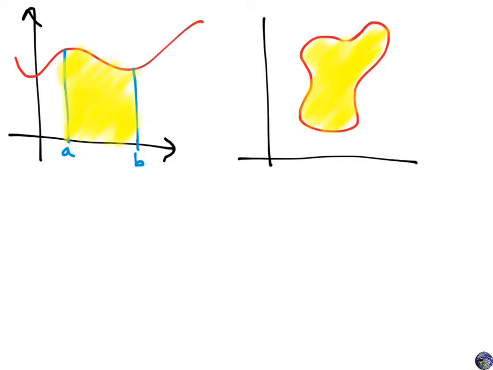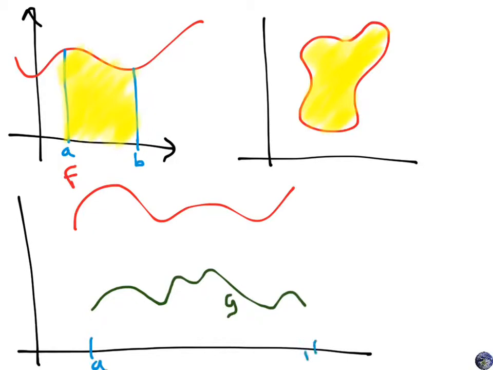But there is still something fancier we can do, and that's when you have a region that looks something like this, where you've got a function here on top, and instead of going all the way to the x-axis, we just have some other function here, and we cut it off, and it looks like this. So how do we do an area like that? Well, there's basically two ways to think about it.